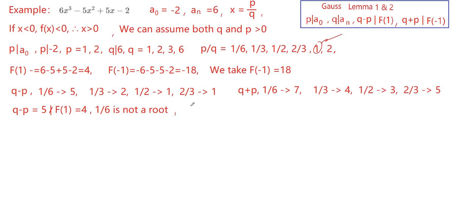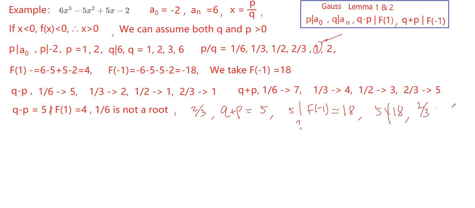Let me see this one. So for this one, let me see Q plus P. Q plus P is equal to 5. And we see if Q plus P can divide f(-1). f(-1) is 18. Obviously, 5 cannot divide 18. So 2 divided by 3 is not a root.